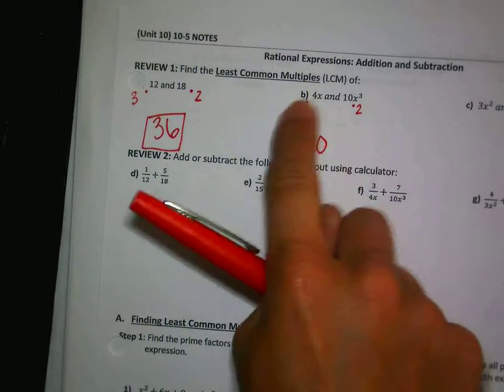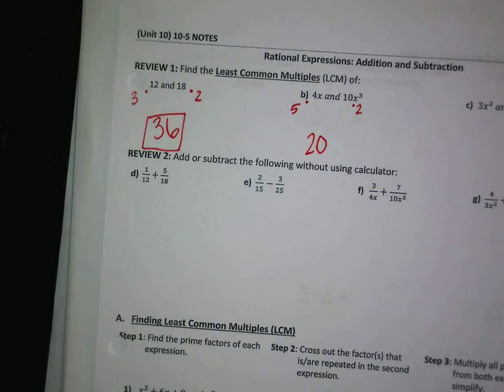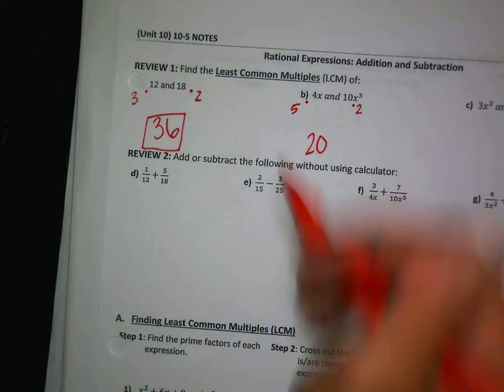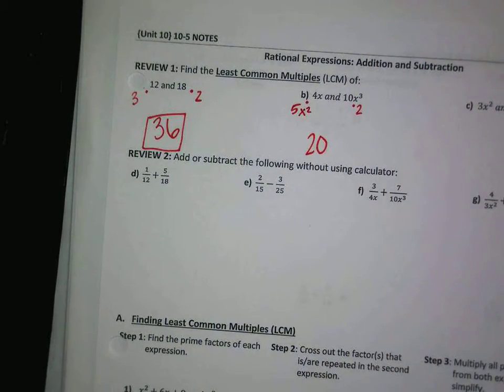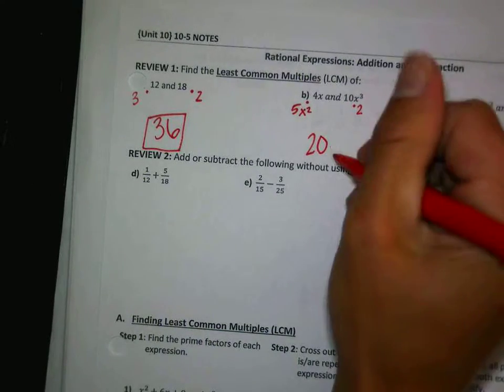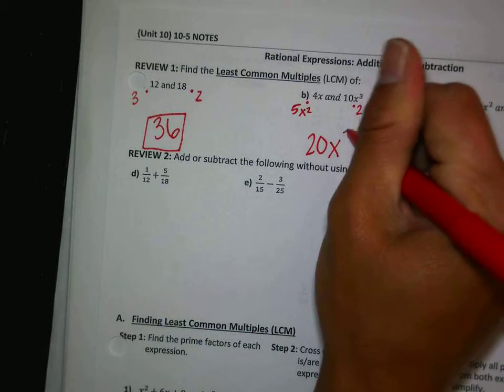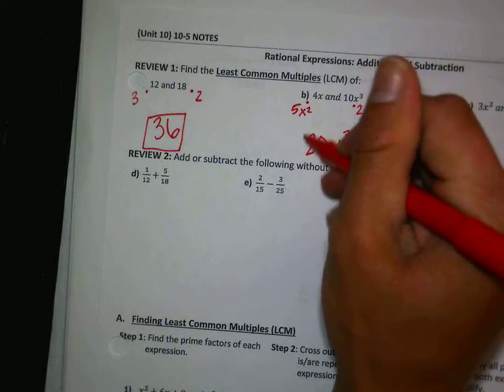All right, and then on B, I also have variables. So this is an x cubed, this is an x. So what times x will give me x cubed? It's squared, right? x squared times x will give me x cubed. So my LCM is 20x cubed.